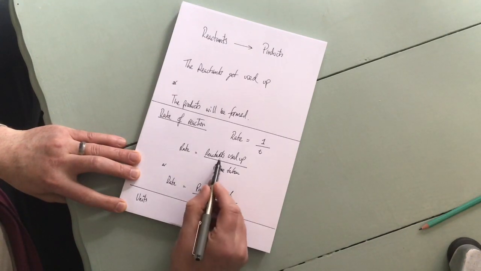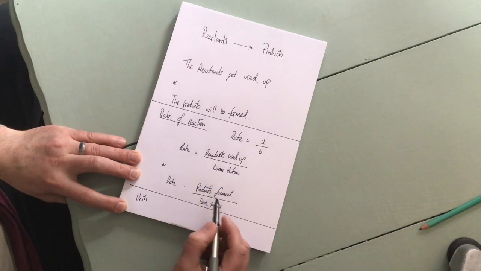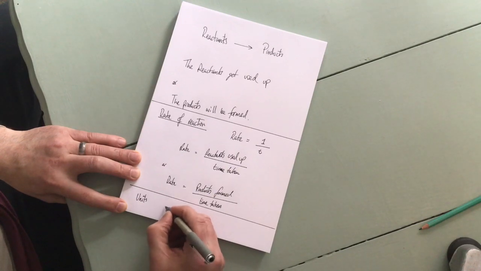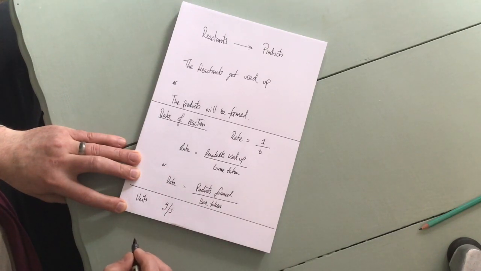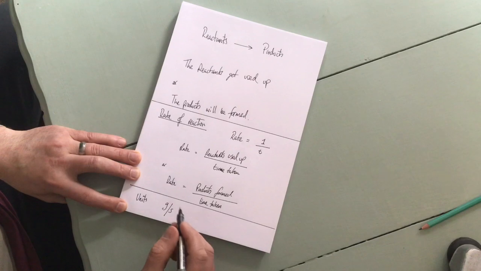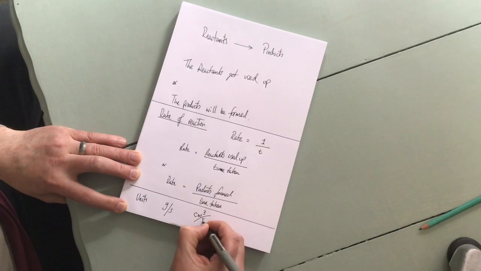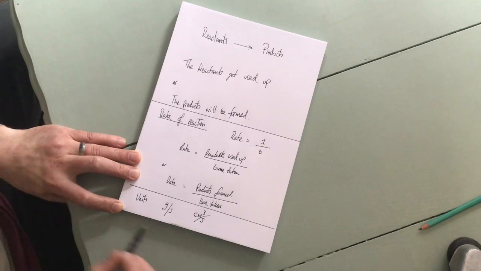So our units are going to be one of 2 things. If our reactants or our products are going to be measured in grams or mass, it's going to be grams divided by time taken in seconds, so grams per second. However, if our reaction is producing a gas, then we want to measure that gas, so it will be centimetres cubed per second. There we go. The units of rate are likely to be grams per second or centimetres cubed per second.